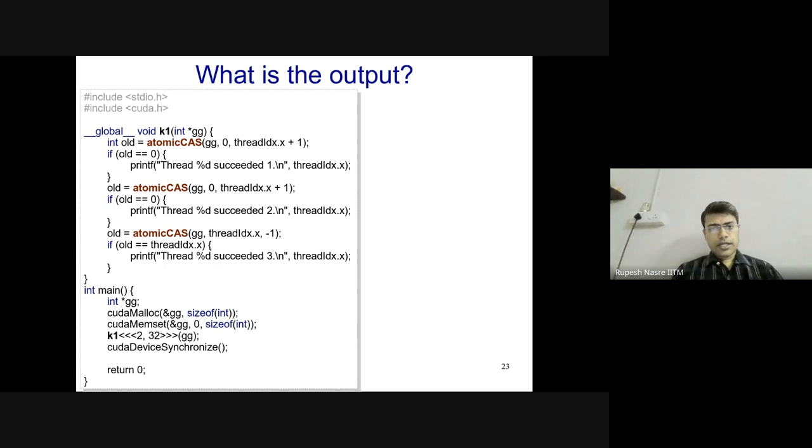So let's understand what this means, right? Some thread out of these 64 threads, two warps, updates this GG to whatever is the thread ID plus one. And the second printf is not going to be executed by any thread, because we are saying if GG equals zero, then set it to this. Since it has already been incremented, this value is always going to be above zero. Thread ID plus one is always going to be one or more. Therefore, no thread is going to see the value of G to be zero. So this second printf is not executed at all.